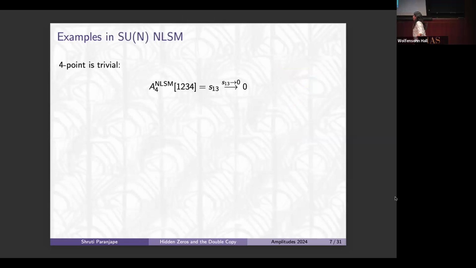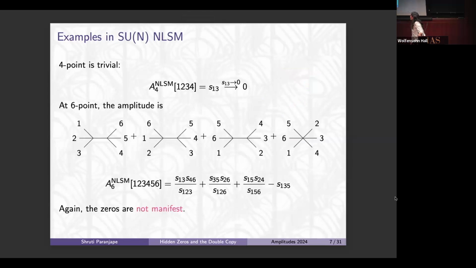Okay, another side. Also very easy to see. Literally, the 4-point amplitude is t, so when t goes to 0, the amplitude goes to 0. At 6-point, things are less manifest, so you have these pole terms over here, and you have a contact term. You write them all down, and then you look for where the zeros exist.